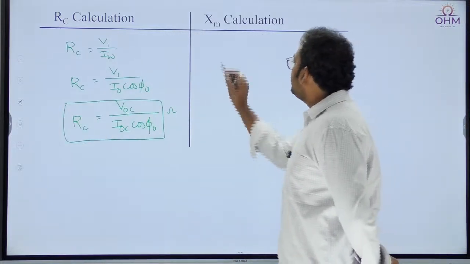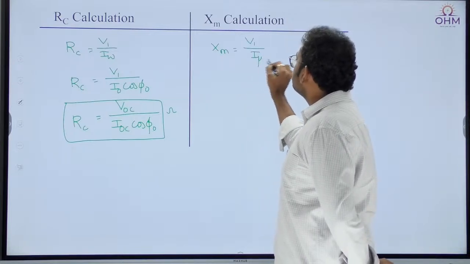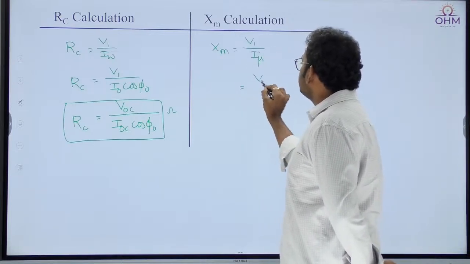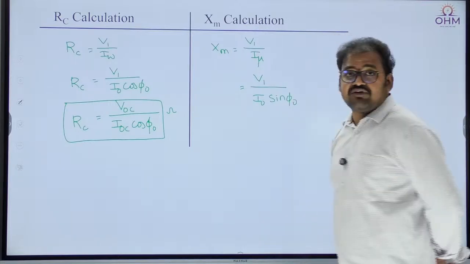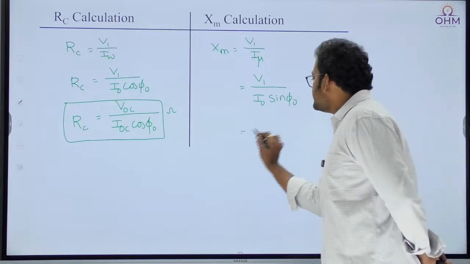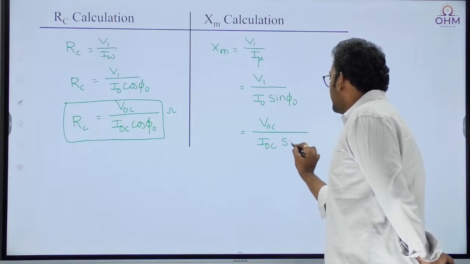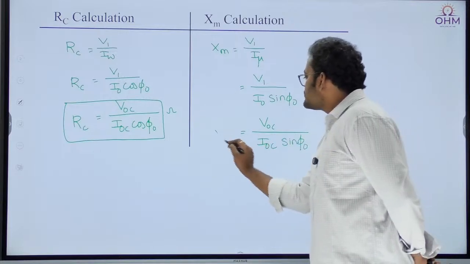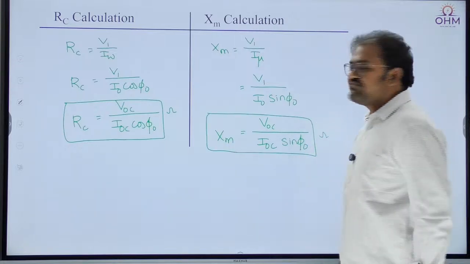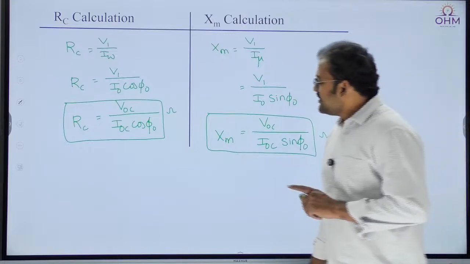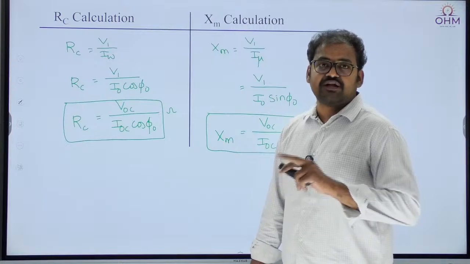Next, coming to XM calculation, what is the XM formula? V1 by I mu, where I mu is equal to I naught sin phi naught. Here V1 is nothing but the voltmeter reading, that is VOC. I naught is nothing but the ammeter reading, IOC, and sin phi naught. So to calculate RC and XM, the only unknown values are cos phi naught and sin phi naught. Now remember, this cos phi naught is indirectly the power factor of the transformer at no load.